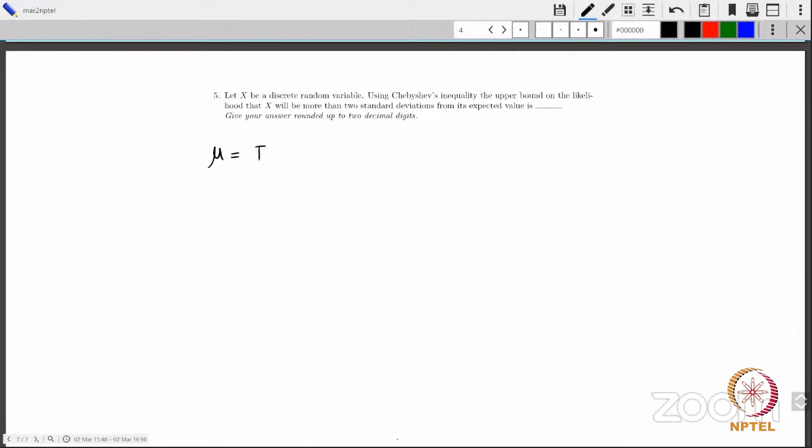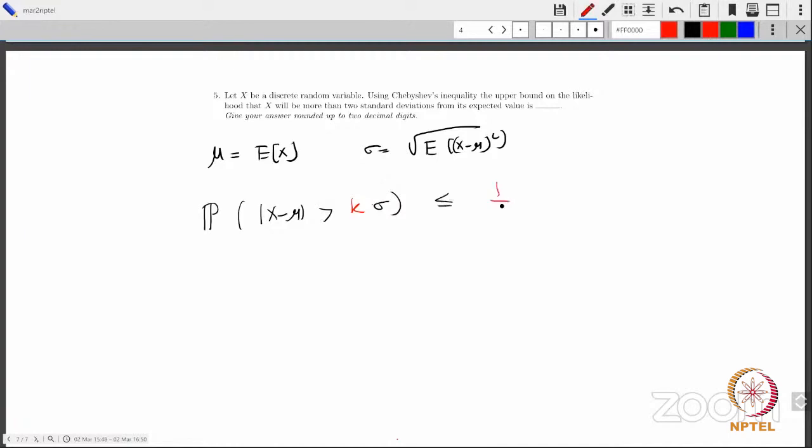Let's say mu is E of X, and the standard deviation sigma is the square root of E of X minus mu whole squared. So what does Chebyshev's inequality tell you? It tells you that the chance that X minus mu is at least k times sigma, that is, away from mu by k times sigma, is always less than or equal to 1 over k squared.